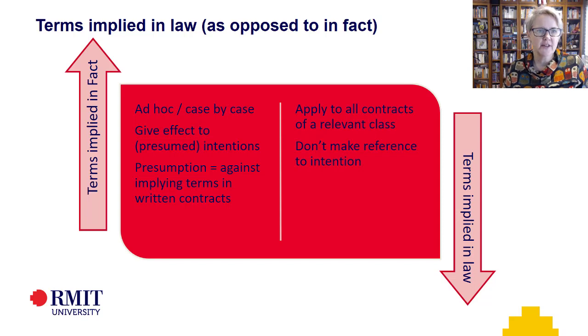So this slide here basically repeats what I've been saying earlier, and it does a contrast between terms that are implied by law as opposed to terms that are implied by fact. Terms that are implied in fact are recognised on an ad hoc basis, case by case. They give effect to some presumed intentions of the parties, and the general presumption is against implying terms into written contracts. It's not the role of the court to fill the gaps. The more detailed and apparently complete the contract, the stronger the presumption is that there should be no terms implied.